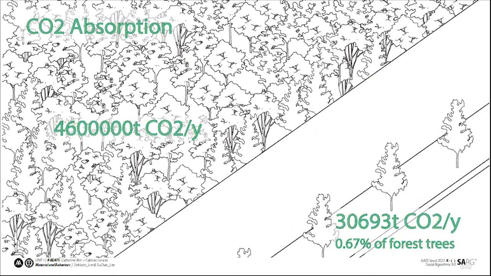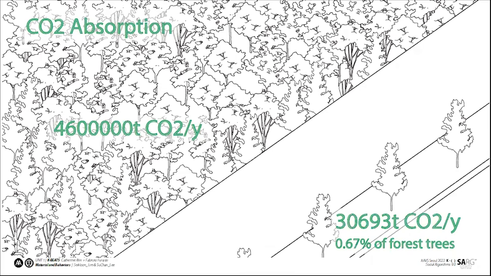As we looked at the trees around Seoul, we found that carbon dioxide absorption by the forestry was about 4,006,000 tons per year, and carbon dioxide absorption by street areas was 3,693 tons per year. So it was about 0.67 of the forest area.